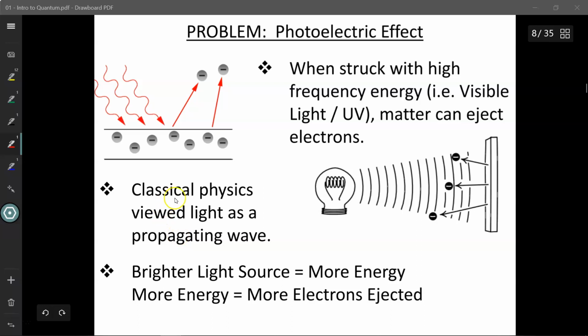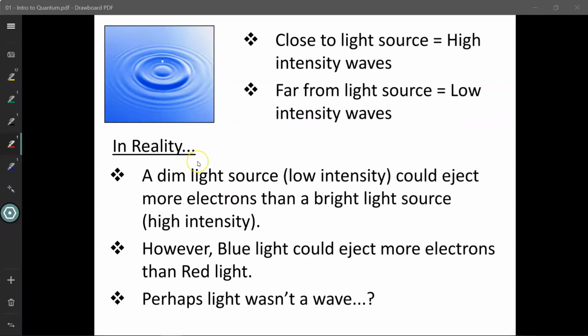Now, at that time, classical physics viewed light as a propagating wave. So a bright light source meant that it was giving out a lot of energy. And if it's giving out a lot of energy, we would expect it to eject a lot of electrons. I mean, that just makes sense. The brighter the light source, the more energy hitting the material. Shouldn't there be more electrons being ejected? But that wasn't the case. What they found was that a dim light source, low intensity waves, could eject more electrons than a bright light source, those with high intensity waves.